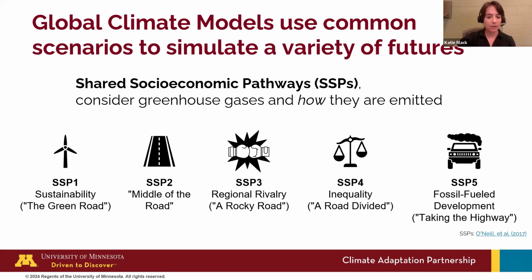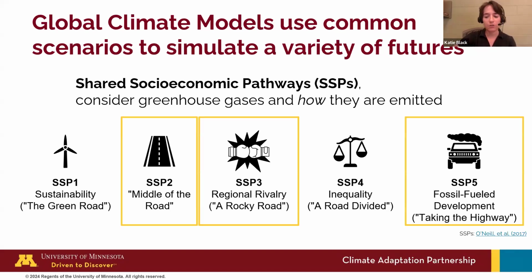For today, what I would really like you to focus on is SSP2, SSP3, and SSP5, because those are the options that are available for you to look at in your tool. Again, these can be thought of as intermediate for SSP2, high for SSP3, and for SSP5, very high emissions, and scientists agree that it looks like SSP3 is what we are most likely on track for.